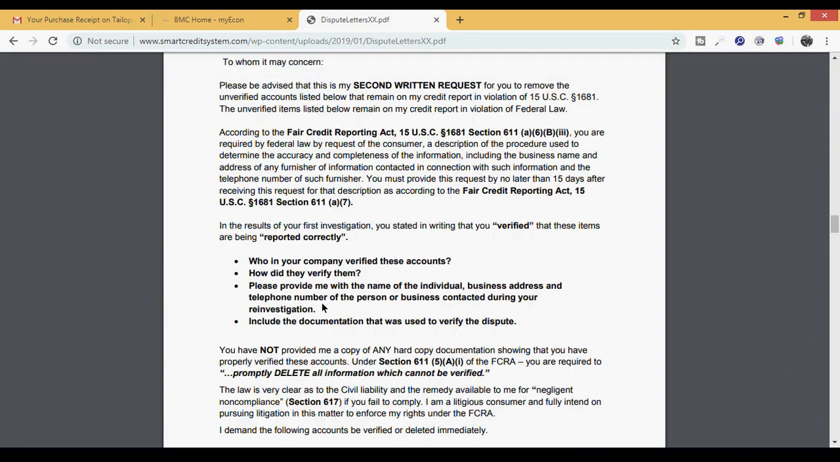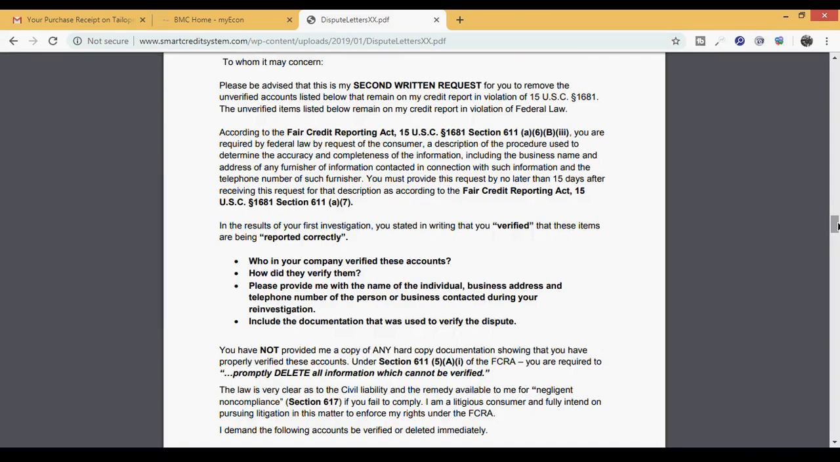The first one was about whose debt is this and verifying it. This is the how. How did you go about verifying it? Who in your company verified these accounts? How did they verify them? Please provide me with the name of the individual, business address, and telephone number of the person or business contacted during your reinvestigation. Include the documentation that was used to verify the dispute. So you're putting them in the hot seat. You really have a level of posture with these letters that's built into it, because now you're having them prove that this debt belongs to you. And in many cases, they can't prove it.